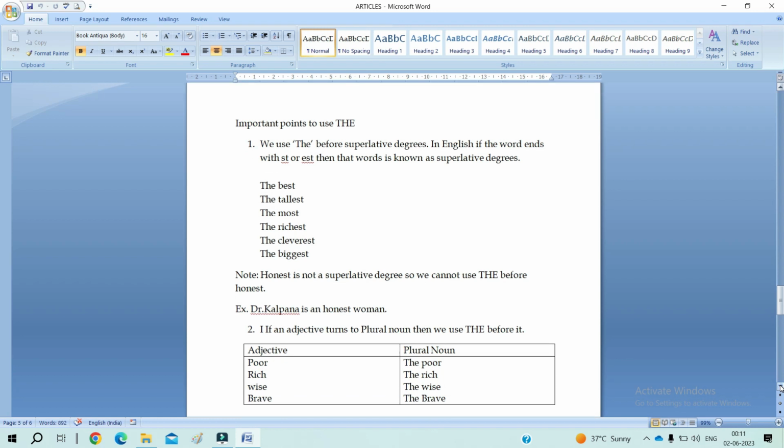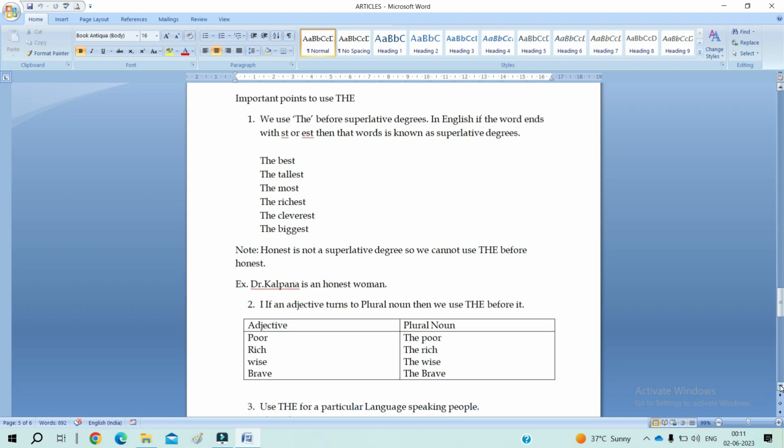We use "the" before superlative degrees. In English, if the word ends with "st" or "est", then that word is known as a superlative degree. So before that superlative degree you have to mention "the" clearly: the best, the tallest, the most, the richest. The word ends with "st" or "est". Next, "honest" is not a superlative degree here, so we cannot use "the" before "honest".